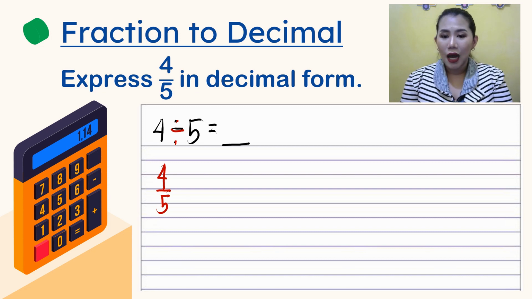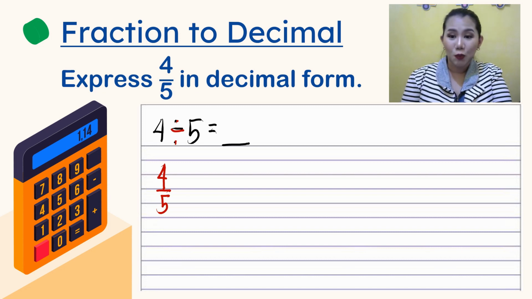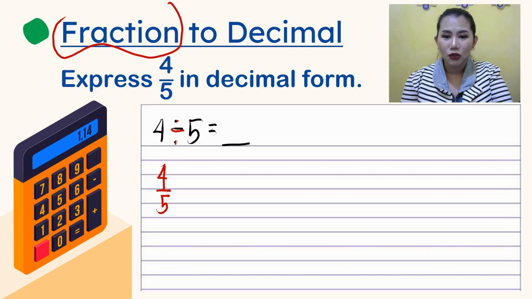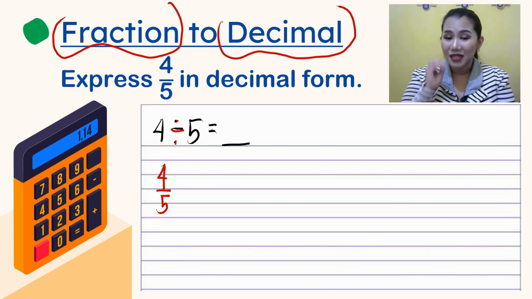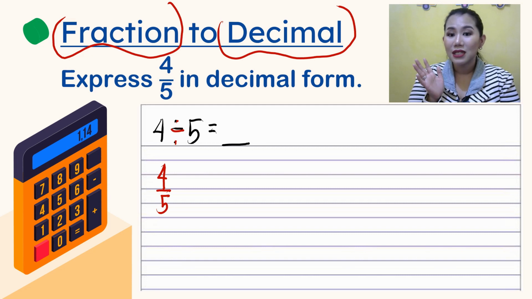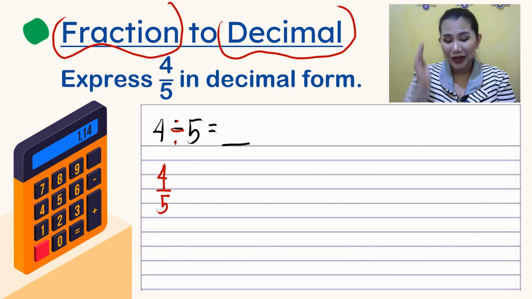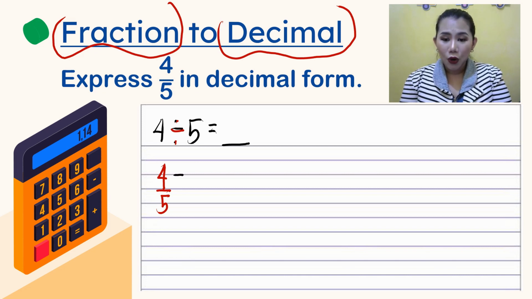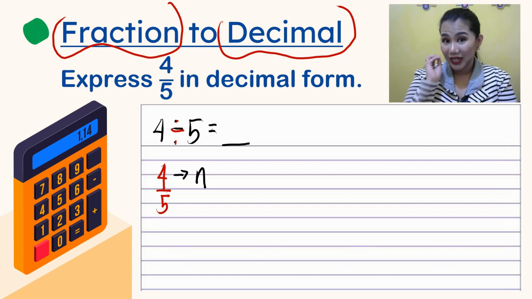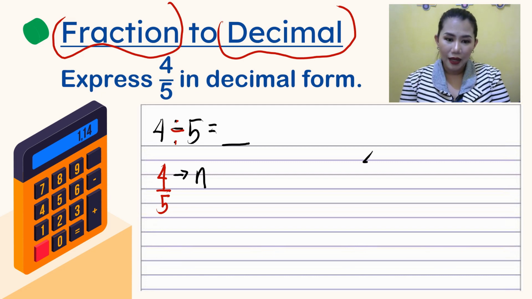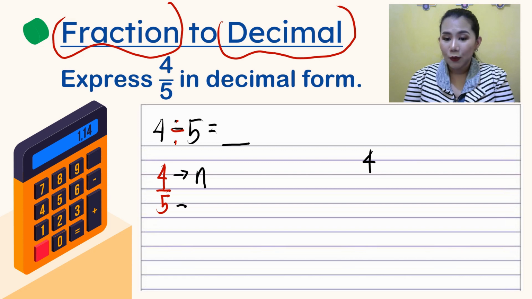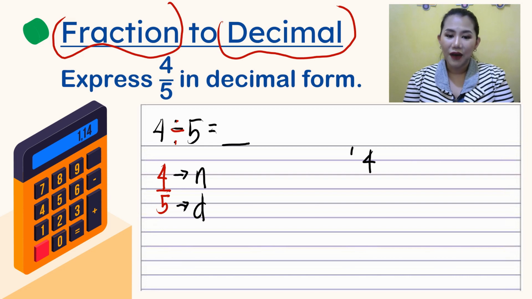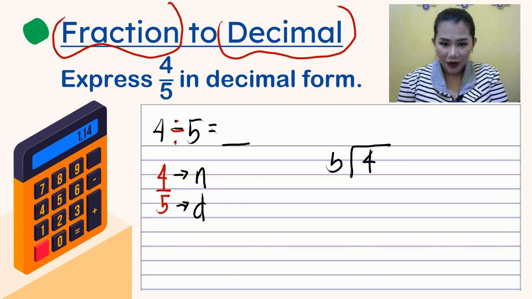Now, sabi daw sa express natin from fraction to decimal, it has been said a while ago that you will just simply divide. So, magdi-divide lang tayo. Normal na nagdi-divide tayo ng number. How do we do that? Your 4, which is your numerator, becomes your dividend. So, nasa loob siya. And then, your 5, which is your denominator, becomes your divisor. So, magdi-divide lang daw tayo. You write here, 5.